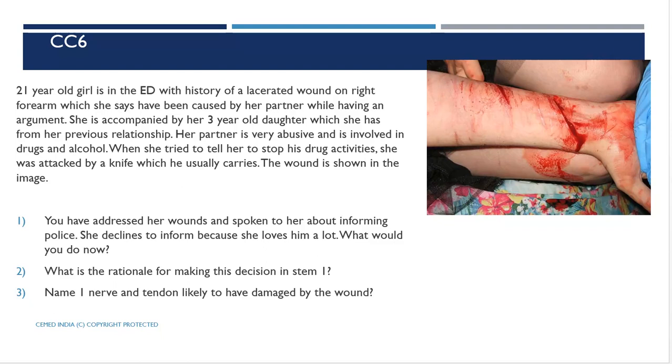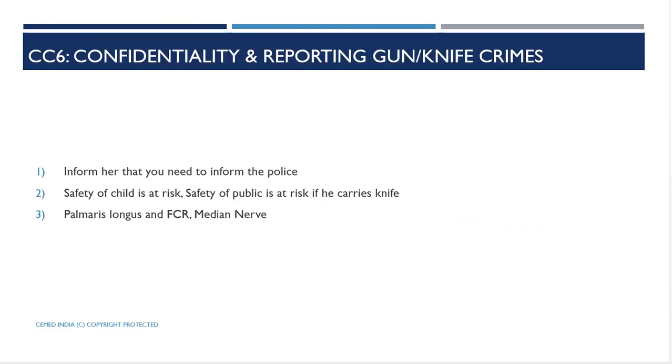Name one nerve and tendon likely to have damage. If you remember the median nerve block, you know the two tendons which are there, flexor carpi radialis and palmaris longus, and one nerve which is median nerve. So it was quite straightforward. In the exam, please don't write FCR. Safety of the child is at risk and safety of public is at risk.